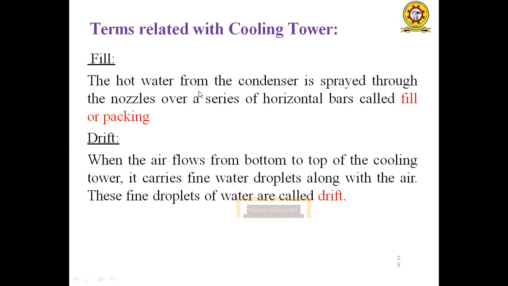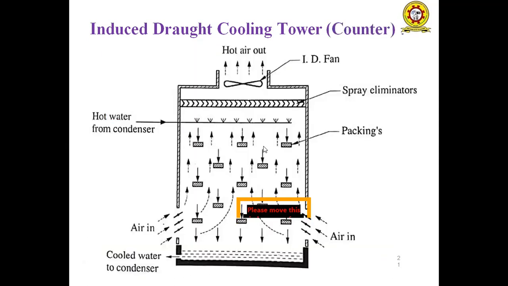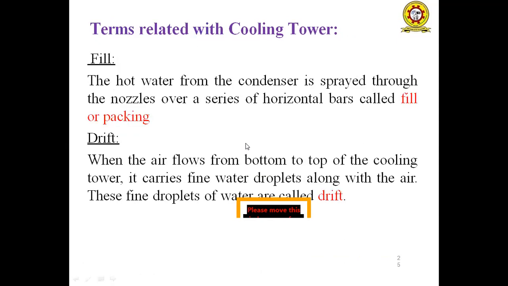Fill means the hot water coming from the condenser is sprayed through the nozzle over a series of horizontal bars. This is called the fills or packings. In the previous diagrams we have seen the packings. So these are the packings or the fills. Here the packings or fills are used where the hot water from the condenser is sprayed through the nozzle.